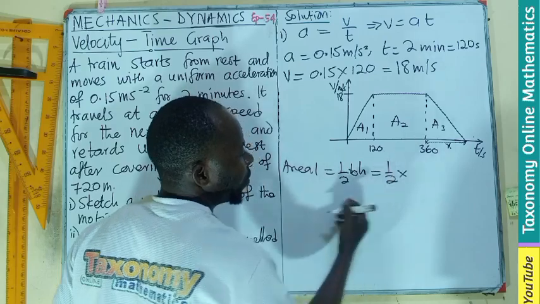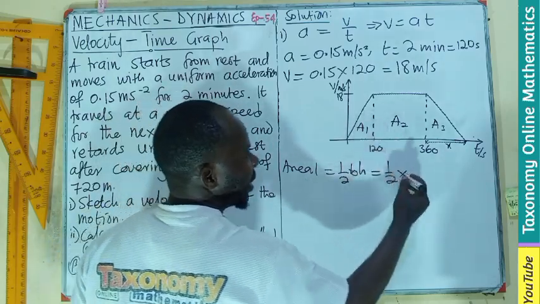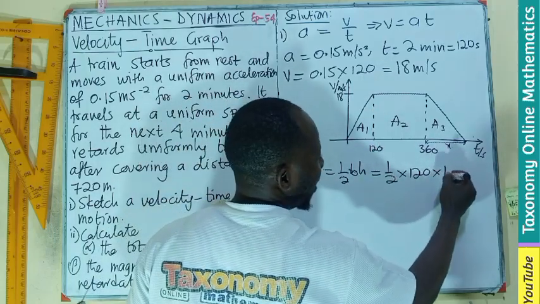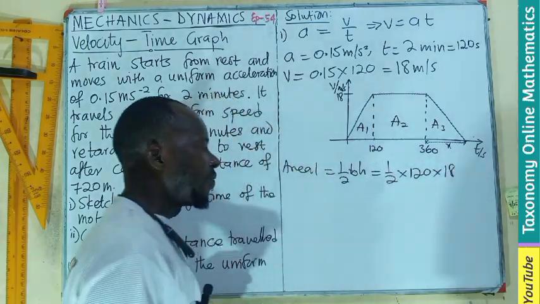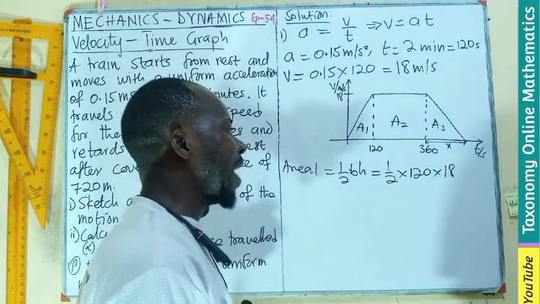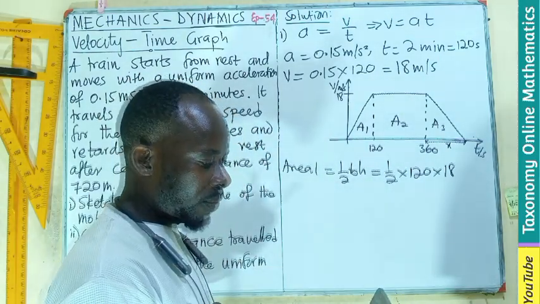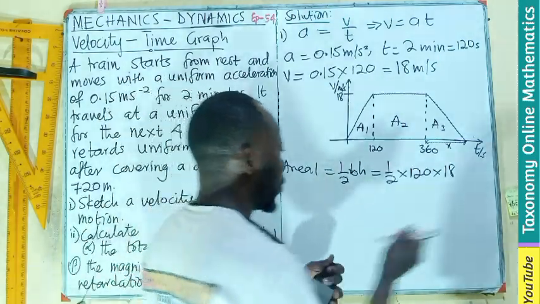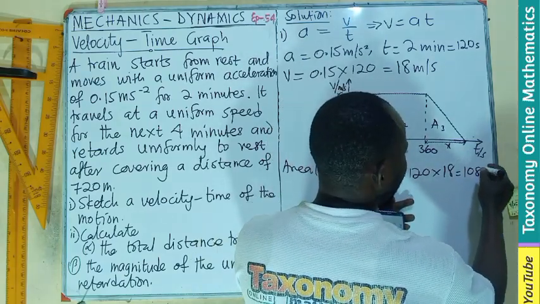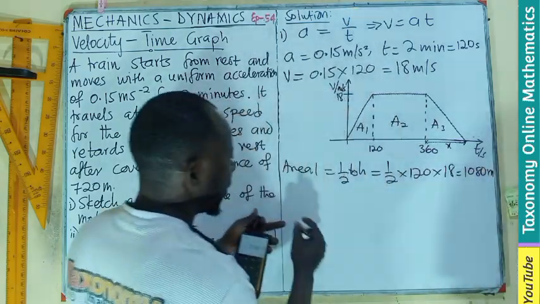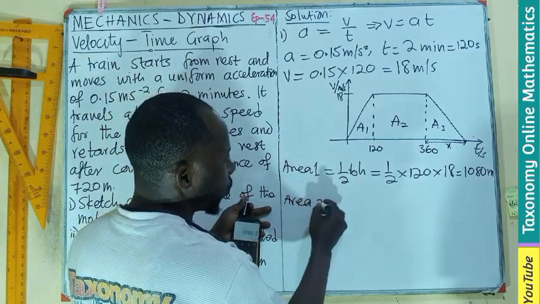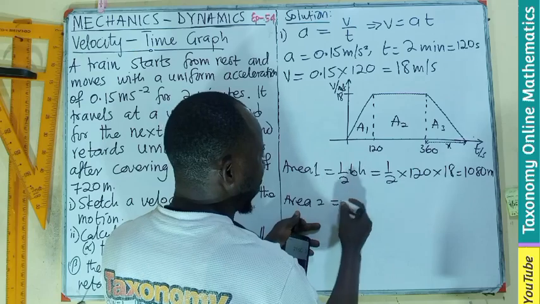So half of the base, from here to here, that's 120. From here to here, that is 18. So half of 120 is 60. So let's have 60 times 18, and that will give you 1080 meters.